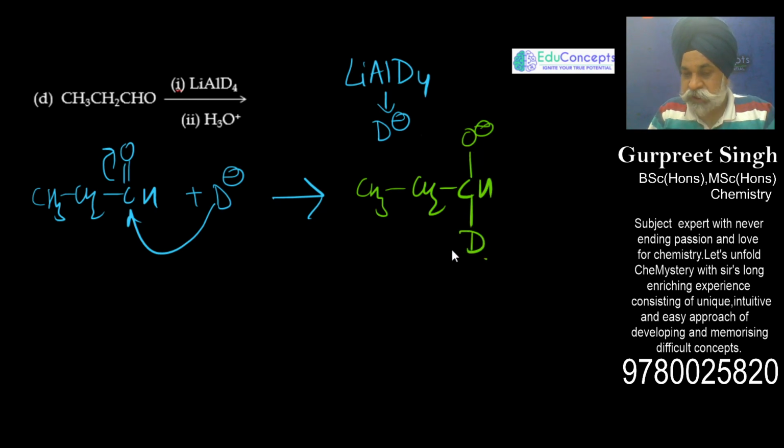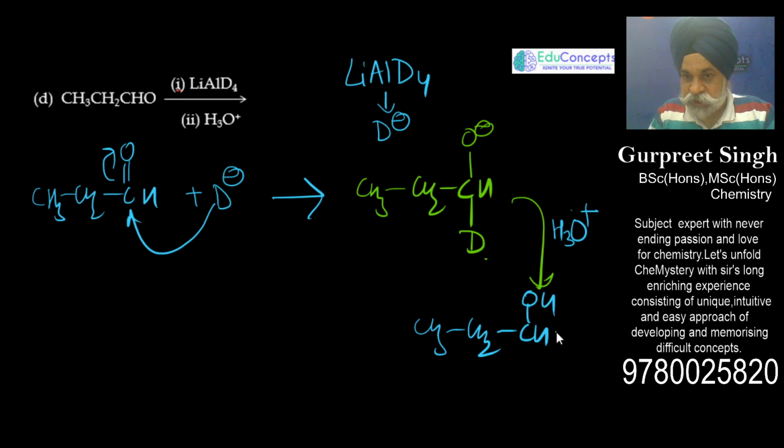Going on with this, you would get this type of species, O negative, with H on one side and D on the other. Then in the second step, the solvent, which is acidic water, would give the H positive required for protonating this O negative. So you would get OH, and here you have D. Again in this particular question, you would see that there is a generation of chirality, the carbon has become chiral. So this in a way is a chiral compound.